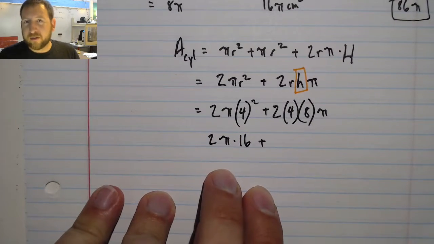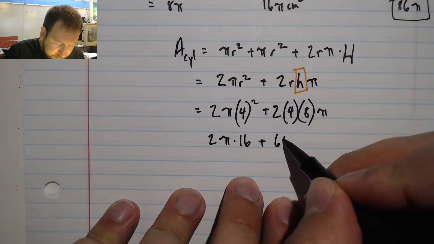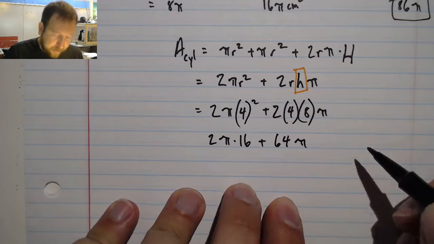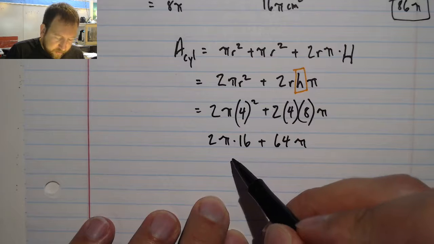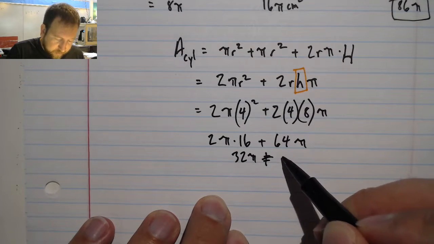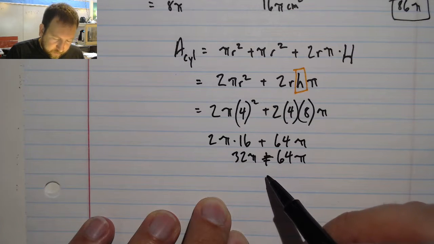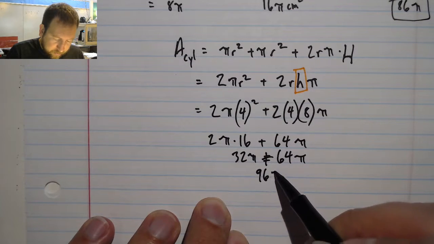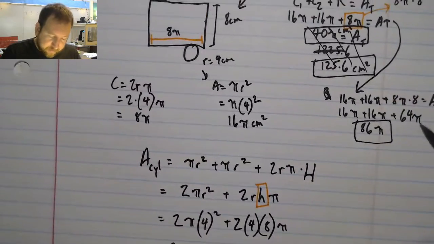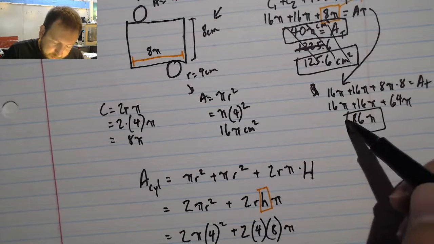That's why it's easier when you use the formula, because you don't make mistakes like I just did. So 8 times 8 is 64 pi. Now 2 times 16 is 32 pi plus 64 pi, which will give us 96 pi. I'm guessing, yep, I did my math wrong here. This is not 86 pi.